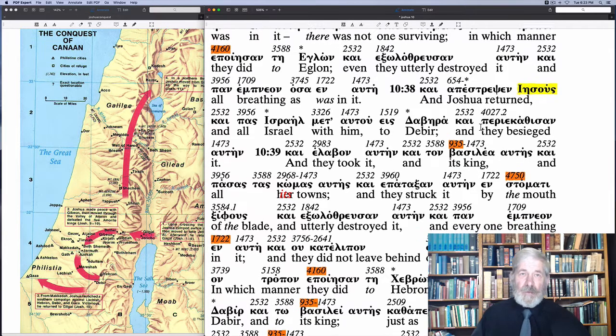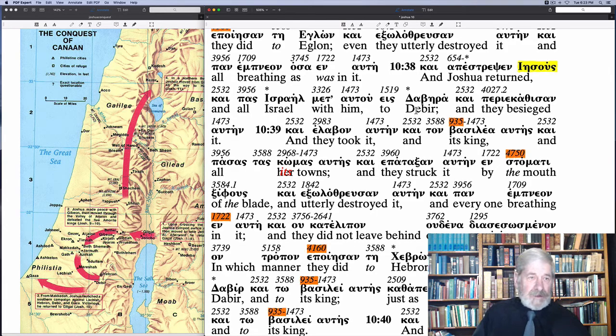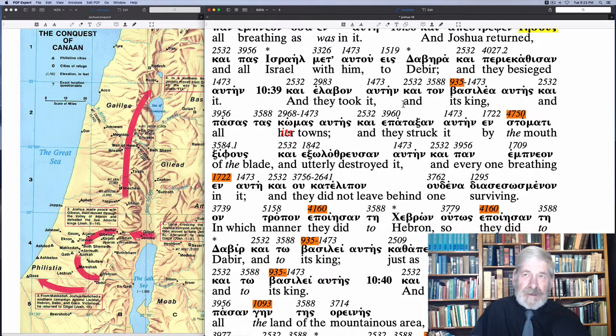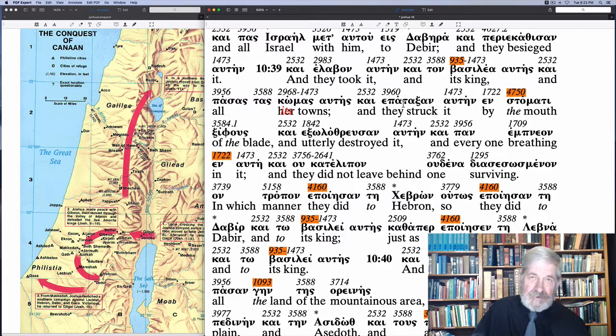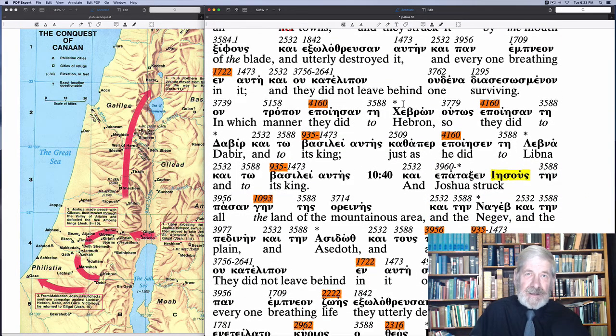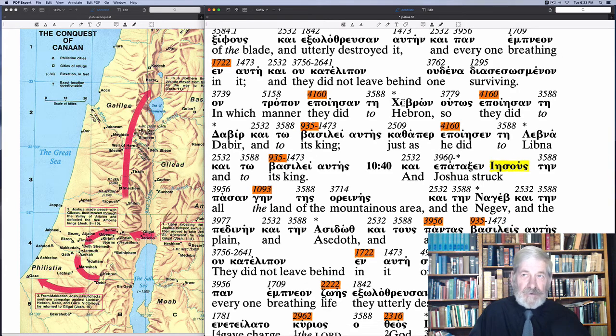And Joshua returned, and all Israel with him, to Debir. And I'm trying to find Debir on here. And they besieged it. See Debir? Don't see it. It might be there somewhere, and I just can't see it. And they took it and its king and all its towns, and they struck it by the mouth of the blade, and utterly destroyed it, and everyone breathing in it, and they did not leave behind one surviving.